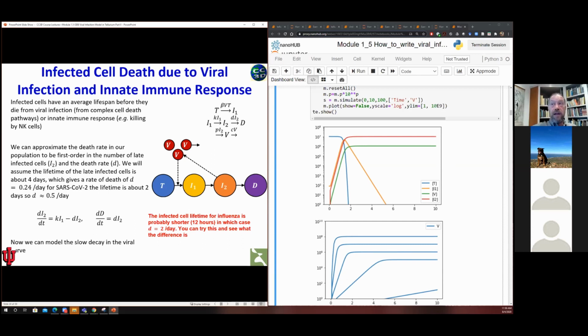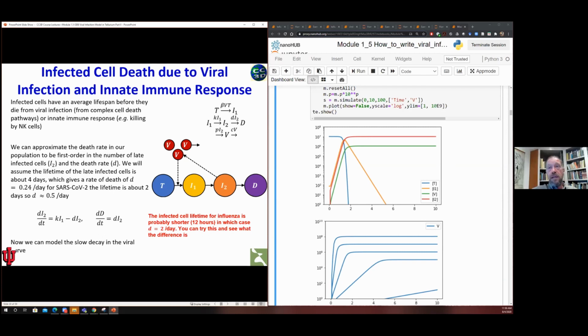We're now going to add the fact that our I2 cells can die, and that death rate is going to be a constant rate per I2 cell per time. We're going to assume here that the lifetime of the infected cells, in the case of influenza, is about 4 days, which gives us a death rate of about 0.24. For SARS-CoV-2, it appears that the lifetime for an infected cell is about 2 days, so it would be about half. I should say that I believe, and somebody can check this if you like, that experimentally influenza-infected cells don't live quite that long. Once a cell is infected by influenza, it lasts about 12 hours or a little more. And then we'd be using a d-value of 2 instead of a d-value of 1/4. That's something we'll check just now.